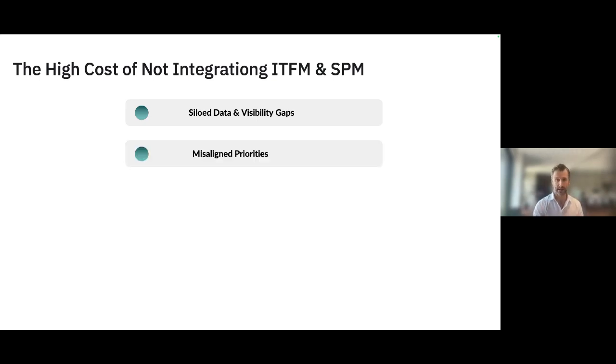Misaligned priorities. Again, without integration, what IT teams will typically execute often isn't tied to what finance is budgeting. As one finance lead put it to us, what technology was doing from a resource perspective wasn't tied to what finance was doing from a budgeting perspective. So really, when funding decisions don't reflect real project needs and vice versa, high value initiatives may be underfunded while low value work gets resources, which is ultimately this recipe for suboptimal outcomes.